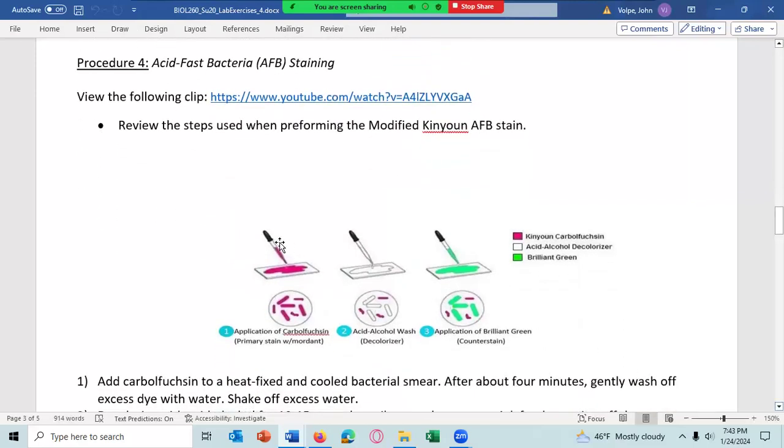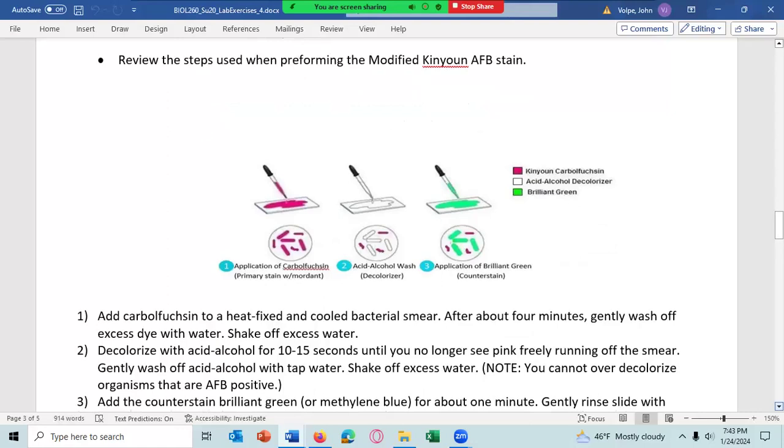All right, then perform the acid-fast bacteria stain. You can watch a video clip by clicking on this link, and then review the steps of performing the modified Kinyoun acid-fast bacteria stain. I'm only going to talk briefly about this stain, but the acid-fast primary stain is going to be carbol fuchsin, and it stains all of the cells red. You then apply the decolorizer, and that will remove the carbol fuchsin from the acid-fast negative cells. And then you apply brilliant green to stain the acid-fast negative cells.